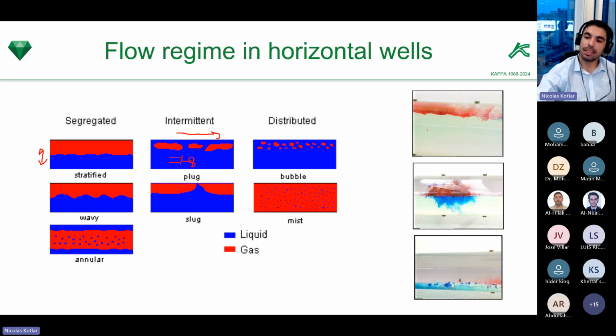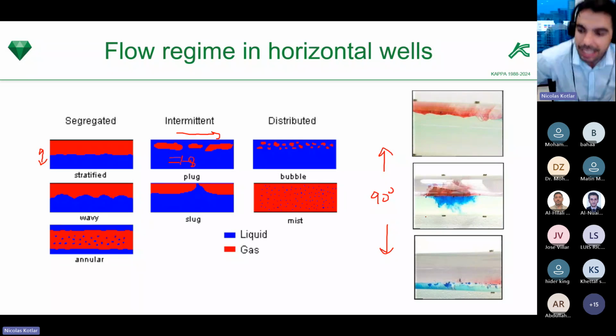And also, this is based on deviation. This is, for example, perfectly 90 degrees. This is decreasing the deviation. This is increasing the deviation. You can see that it can have a huge impact on the hold-up and velocity distribution. This is something that we will see in the first example.